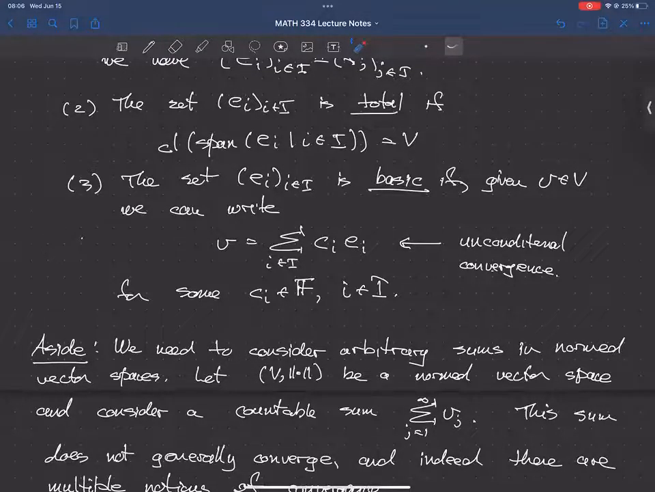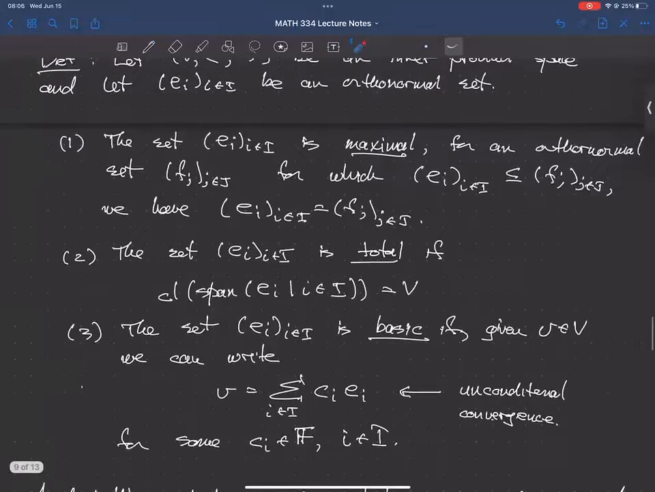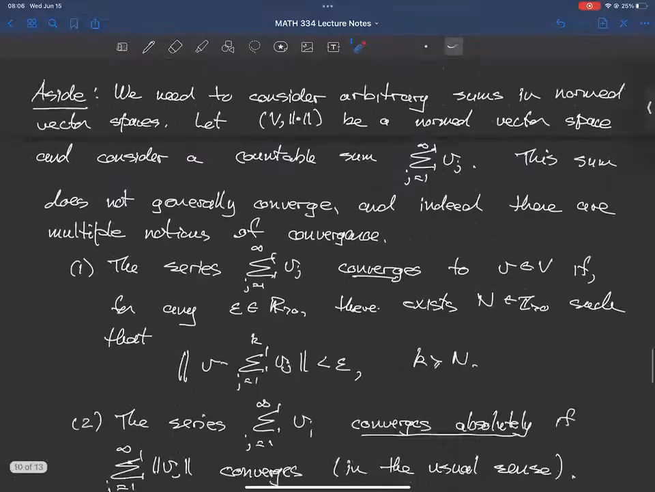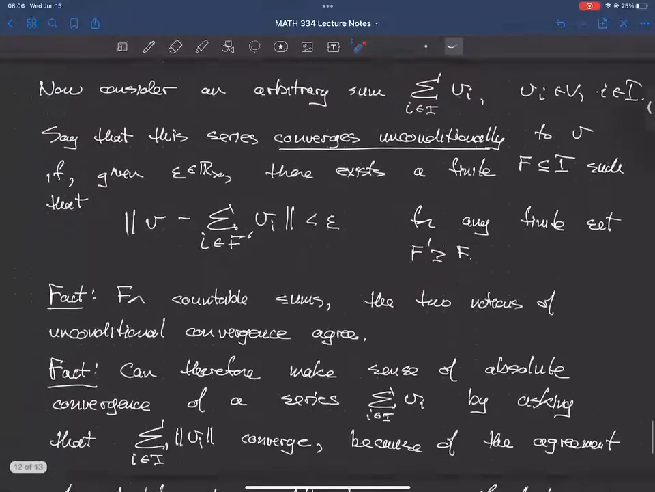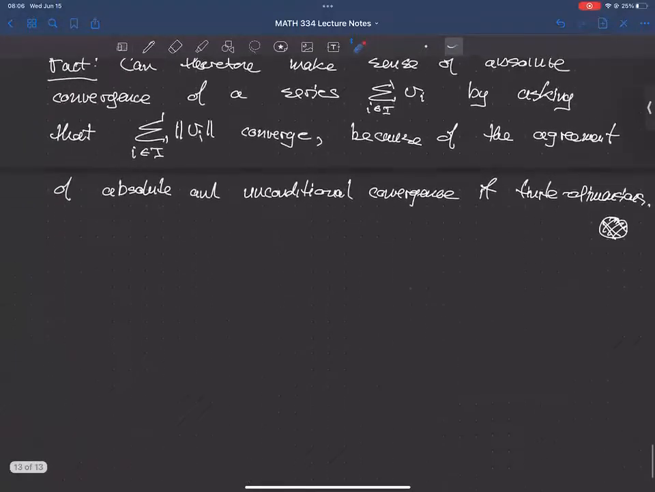All right, good. So now we have these various notions for families of vectors in inner product spaces. How do they relate to one another? All right, so to explore that, there are two basic facts about these kinds of infinite series.